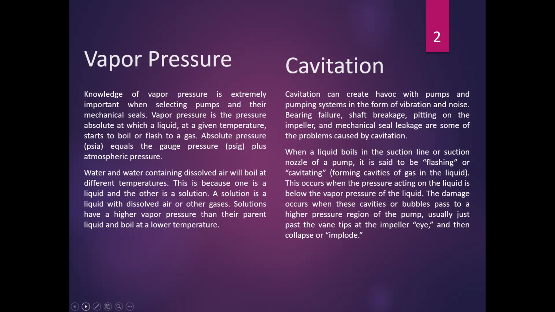So when a liquid boils in the suction line or suction nozzle of a pump, it is said to be flashing or cavitating, forming cavities of gas in the liquid. This occurs when the pressure acting on the liquid is below the vapor pressure of the liquid. The damage occurs when these cavities or bubbles pass to a higher pressure region of the pump, usually just past the vane tips at the impeller eye, and then collapse or implode.